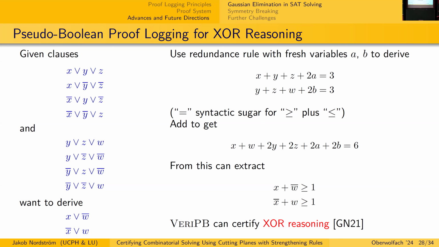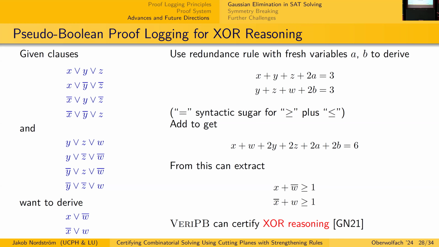How would I build a proof for this? Well, first I will derive that, without loss of generality, there is a variable A such that X plus Y plus Z plus 2A is equal to 3. This I can derive in cutting planes with redundance. And now you look at this, you realize that this is XOR, right? Because A is going to give an even contribution.